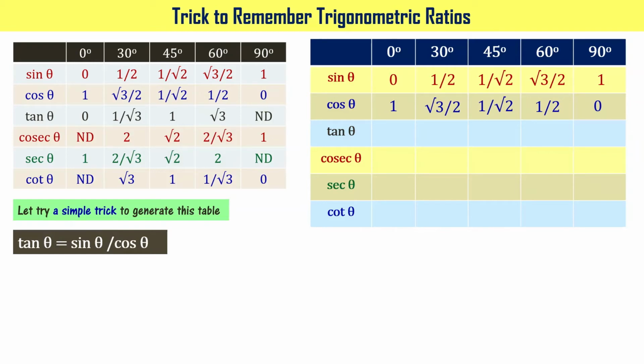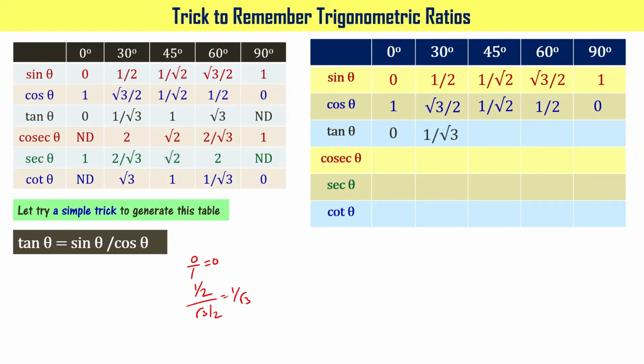For 0 degrees, sine 0 is 0 divided by 1, that is equal to 0. Right, 0 by 1 is 0. Let me write that. And then when it comes to 30 degrees, 1 by 2 divided by root 3 by 2, that can be written as 1 by root 3. Let's write that, 1 by root 3.